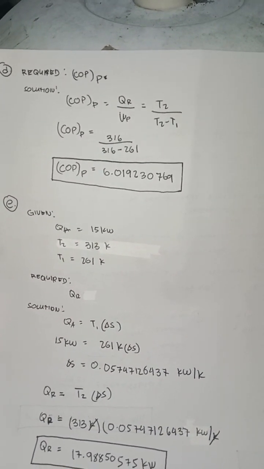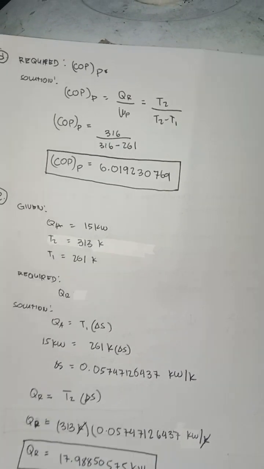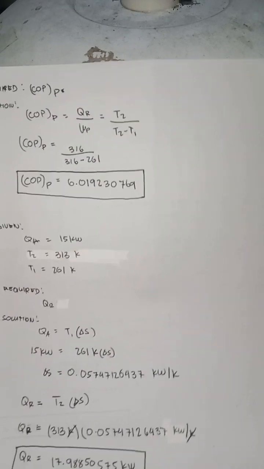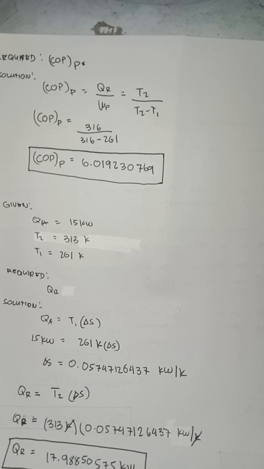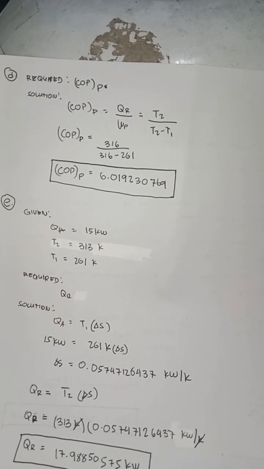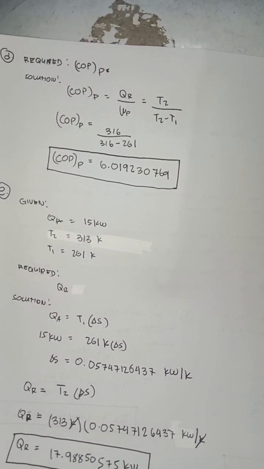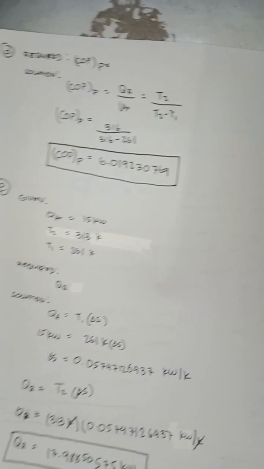COPP equals QR over WP equals T2 over T2 minus T1. Then substitute 316 over 316 minus 261. Resolve. My answer is COPP equals 6.019230769.